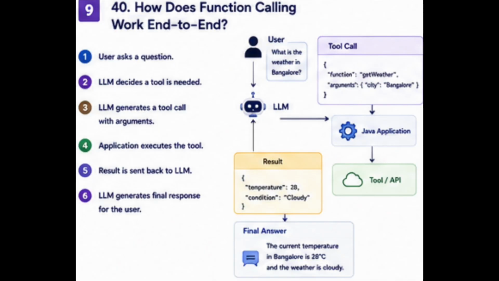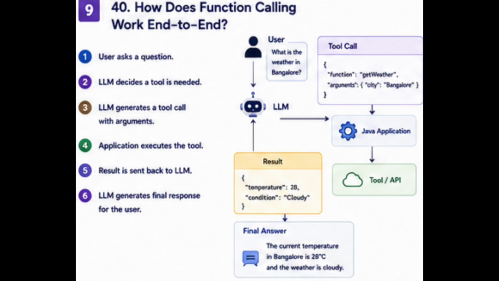Let's understand the complete flow. The user asks, what is the weather in Bangalore? The request goes to the LLM. LLM analyzes the request. It identifies that it needs the weather tool. It generates a structured tool call where the JSON contains name as key and get weather as the value. Then again an argument that contains a JSON where key is city and value is Bangalore. Our Java application receives the request, it finds the corresponding Java function, it executes getWeather function where the value argument will be Bangalore. The function calls the weather API.